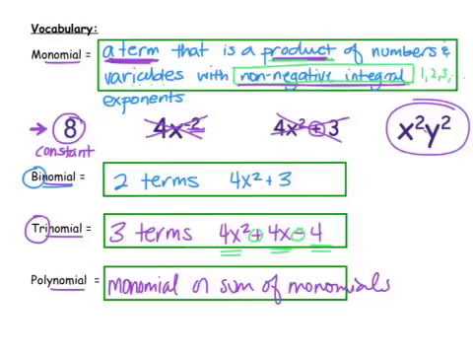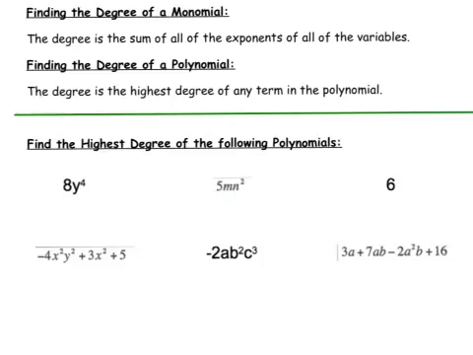So typically, monomial, binomial, and trinomial are all polynomials, but if there are 4 or more terms, then you call that a polynomial in general, versus a specific monomial, binomial, or trinomial. Now that we know the vocabulary, we have to figure out the degree of the monomial or polynomial.